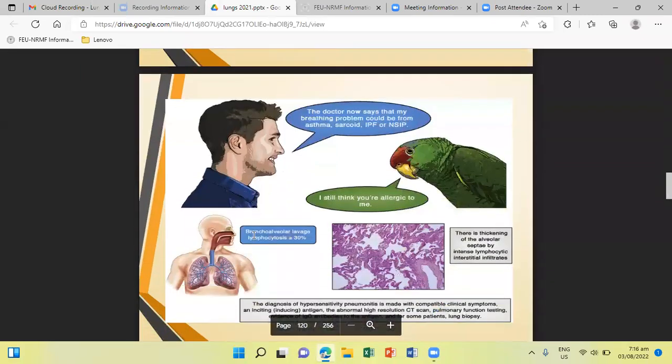So this is an example again of hypersensitivity pneumonitis. Particularly, we're talking about pigeon breeder's lung, otherwise known as bird fancier's disease. It is provoked by proteins from serum, excreta, or feathers of birds.